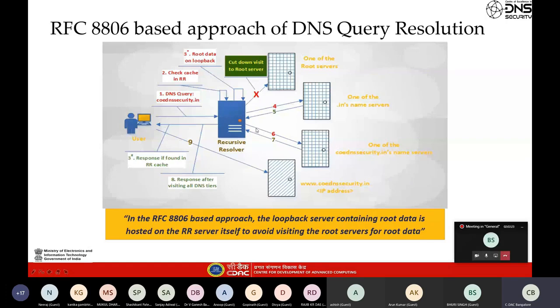This RFC 7706 was overridden by another RFC. Just now in June 2020, RFC 8806 was introduced, which made RFC 7706 obsolete. And we have implemented this RFC 7706 at our recursive resolver, meaning our recursive resolver, which is hosted at 223.31.121.171, is hosting a root database as a local service in itself. Right.